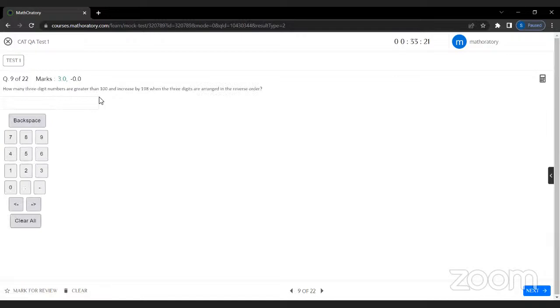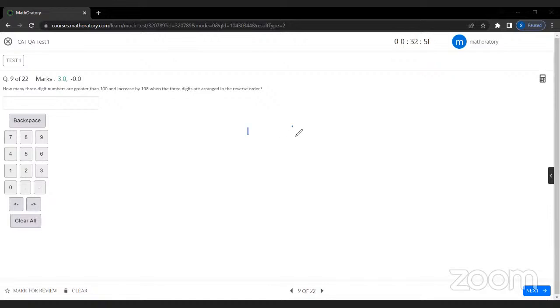How many 3-digit numbers are greater than 100 and increased by 198 when the 3 digits are arranged in reverse order? Okay, so if I reverse and take a difference, it will be 99 times the difference of the first digit and the last digit. The middle digit cancels out. So 99 times means the first digit and last digit should have a difference of 2. And after reversal, the value increases, so the leftmost digit should be less than the rightmost digit by 2.